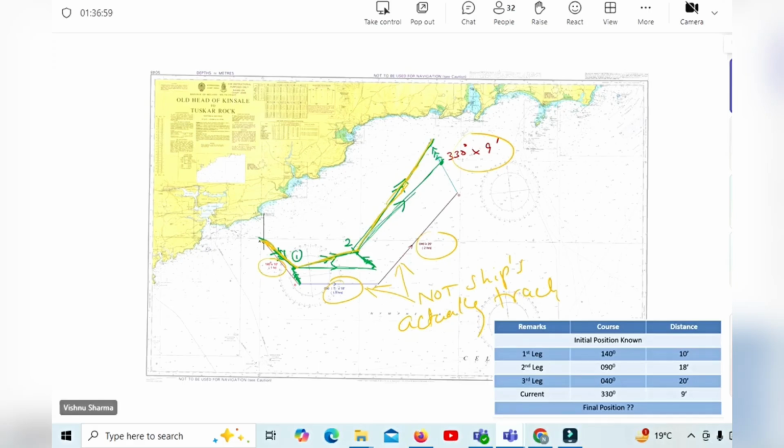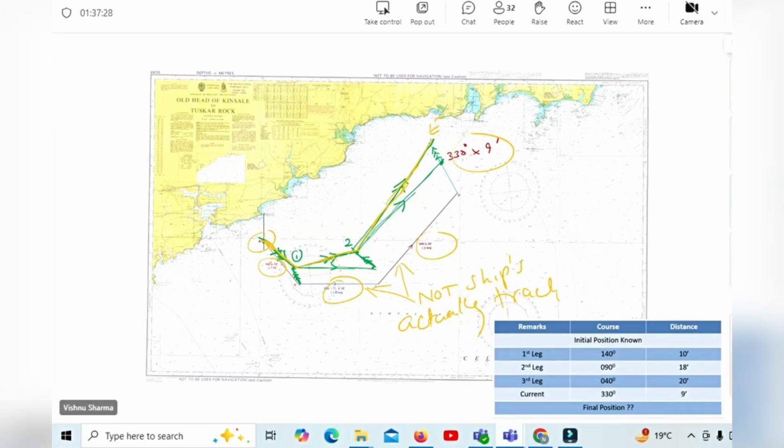But if somebody wants to know what the actual track is, then point A to point 1, 1 to point 2, 2 to point E, this orange or yellow line comprising the 3 CMGs, that is my actual track over the ground that the ship would have done. Understood? Yes or no? Clear? Yes, sir.